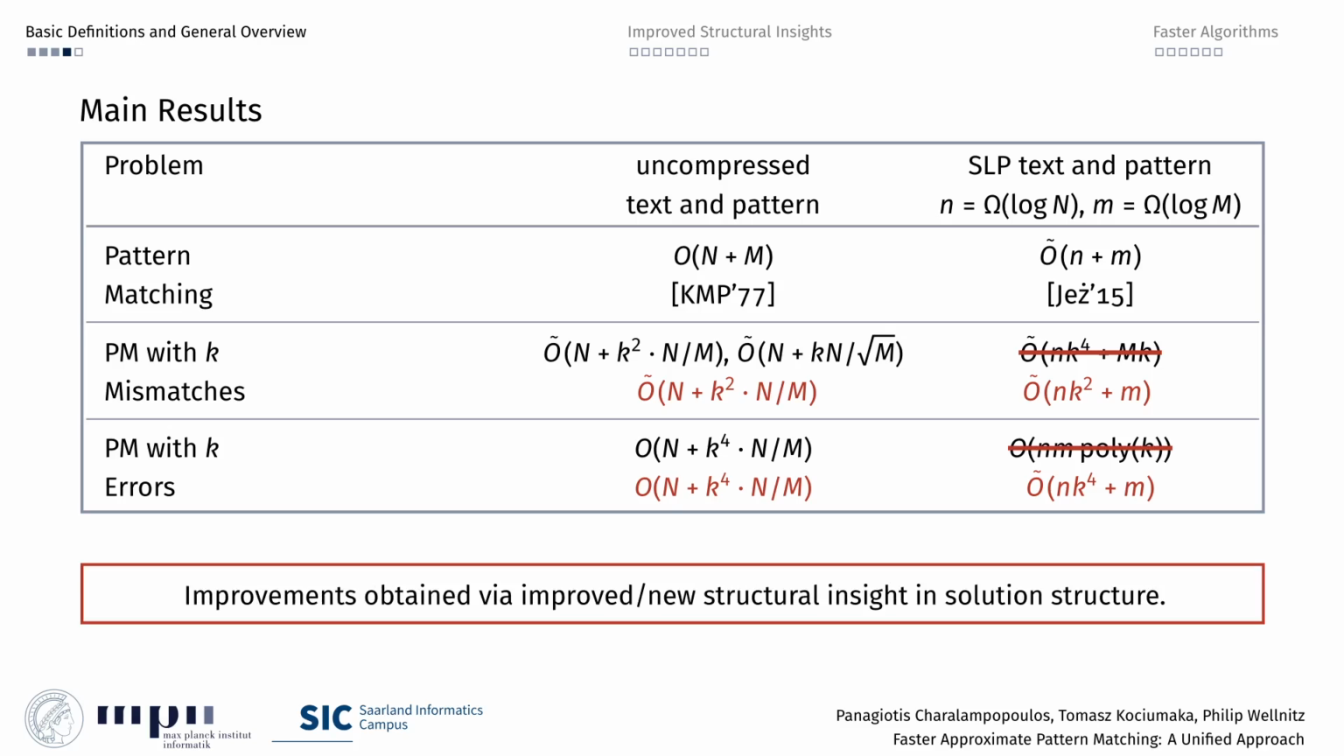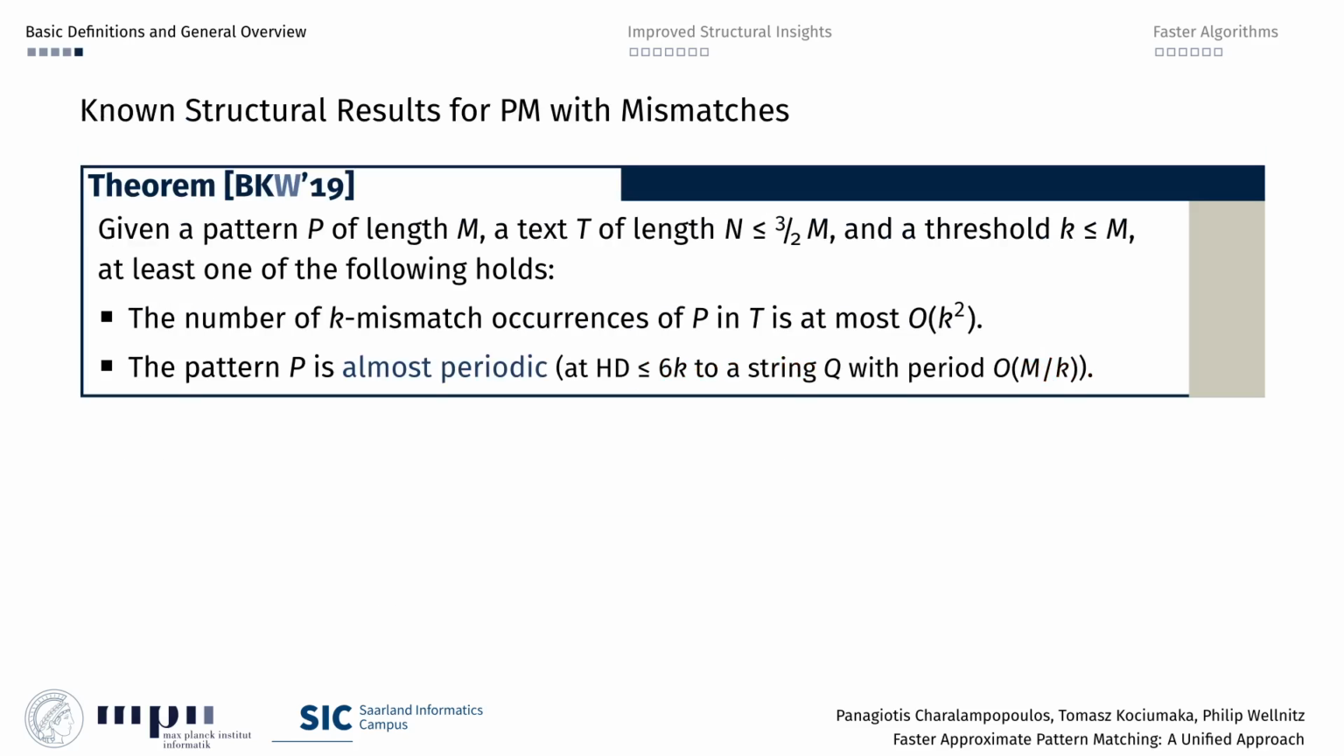We obtained these results via improved and new structural insights into the solution structure of approximate pattern matching problems. What do I mean by structural insight? In a previous work, co-authors and I showed the following theorem. Given a pattern P and a text T that is not much longer than P and a threshold k, at least one of the following is true. 1. There are only very few k-mismatch occurrences of P in T. Or 2. P is almost periodic, which here means that P is at Hamming distance at most 6k to some string with a small period.